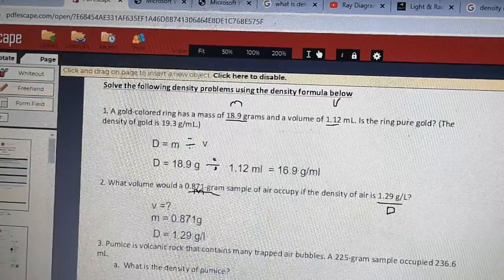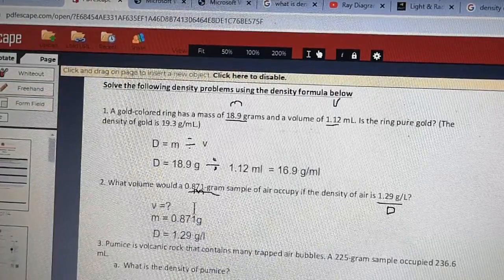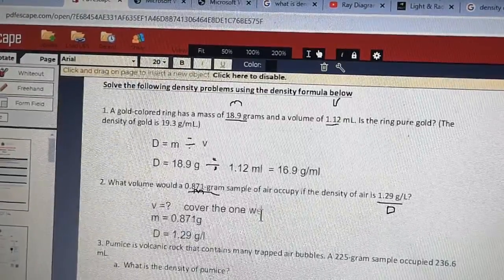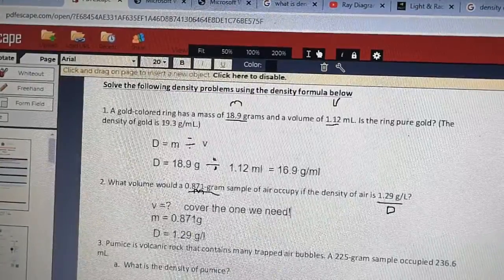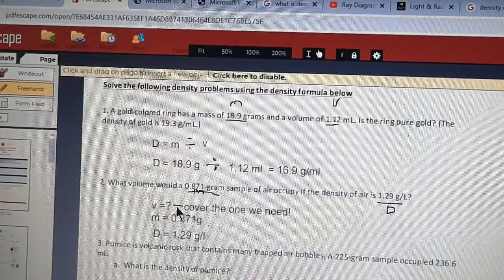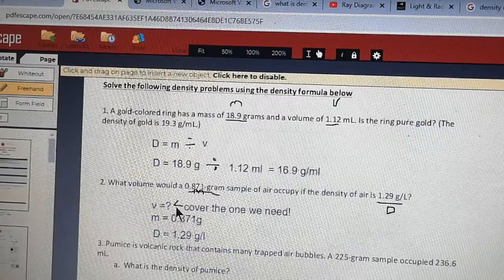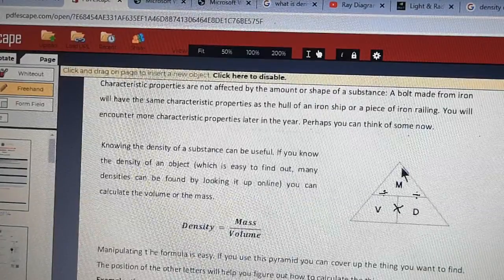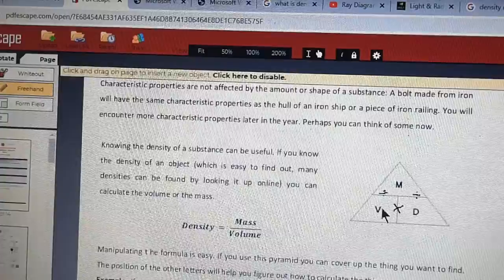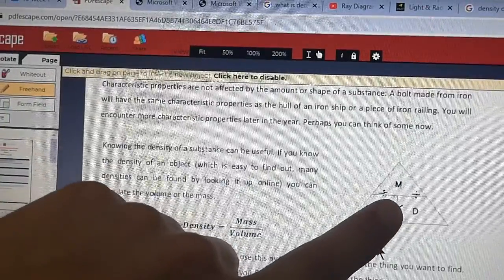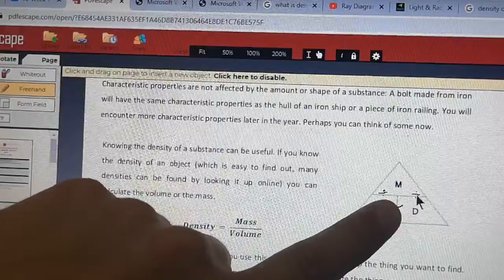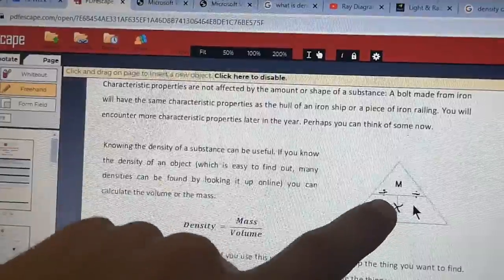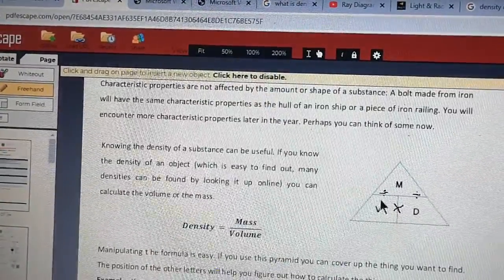I'm going to write that down. Write the method. Cover the one we need. So that's the V. I'm going to cover up the V in the triangle to find the equation. Let's go to the equation then, and this in the triangle. Here we go. I'm going to cover up V, put my finger over V. So what's my formula I need to do now? M divided by D. Mass divided by the density should give me the volume. Mass divide density.